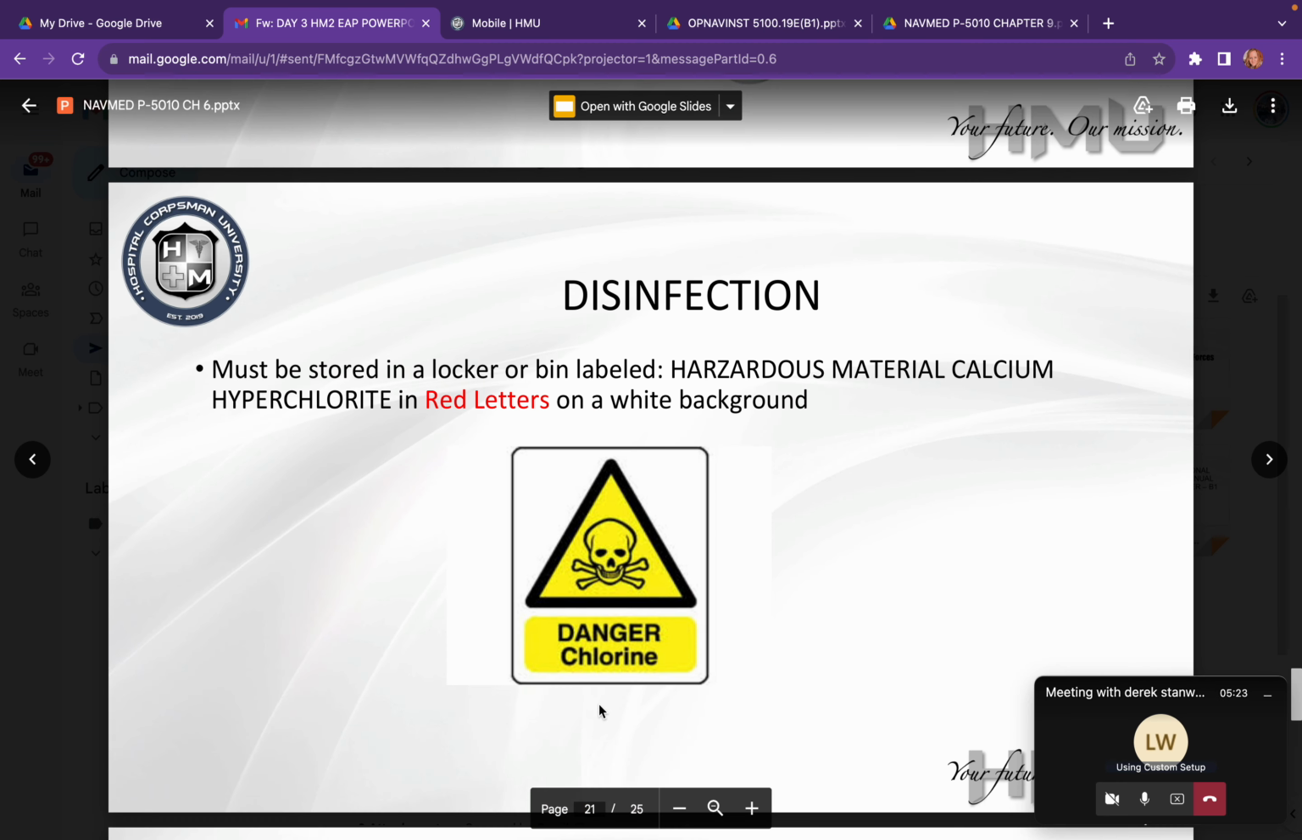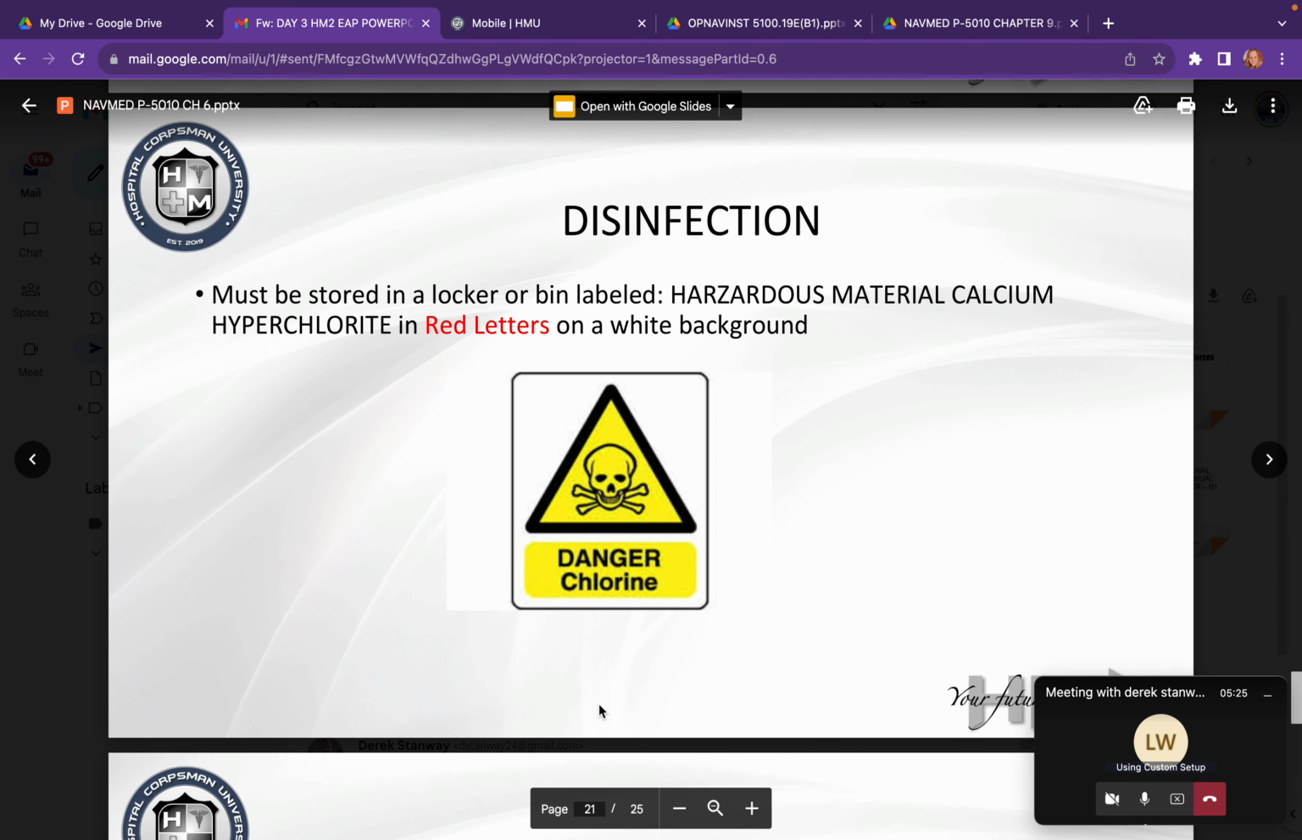Any storage locker with calcium hypochlorite must be labeled hazardous material in red letters on a white background. So don't follow this one. I really hate that they put a yellow picture on there. Not this one. Don't pay attention to this. Red letters, white background. All right.